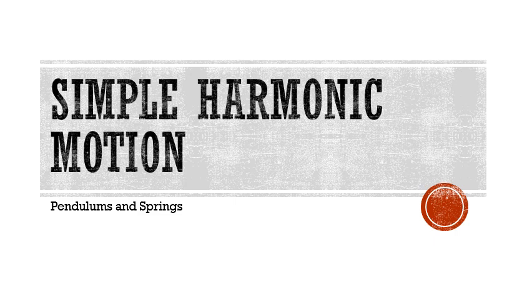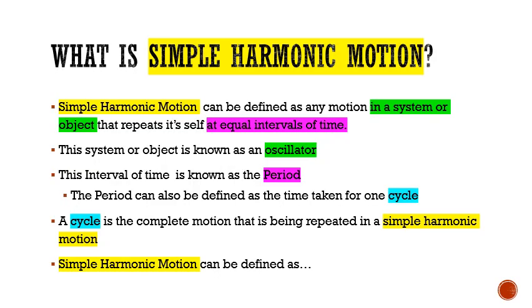Today we're taking a look at simple harmonic motion, more specifically at pendulums and springs. So first let's take a look at what simple harmonic motion is. Simple harmonic motion can be defined as any motion in a system or object that repeats itself at equal intervals of time. This system or object is known as an oscillator.